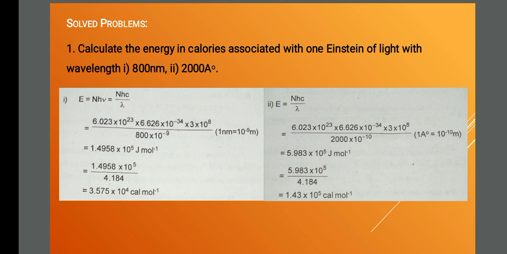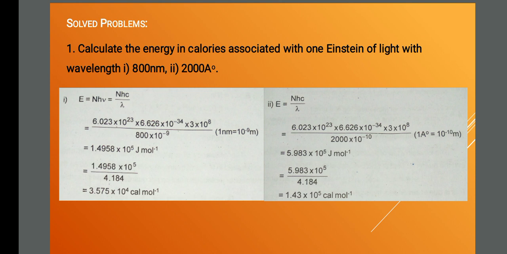Is it clear? Before starting the problems, learn the formulas by heart. Two formulas we have studied. One is based on Einstein and another is based on quantum of light, the energy in one quantum. Since the energy is given in Einstein, we are using the formula E is equal to N into epsilon, which is E is equal to N h nu, and nu is c by lambda, since c is equal to nu lambda. Velocity of light is equal to frequency into wavelength. Wavelength is given in this problem, so we can put the value for c by lambda.